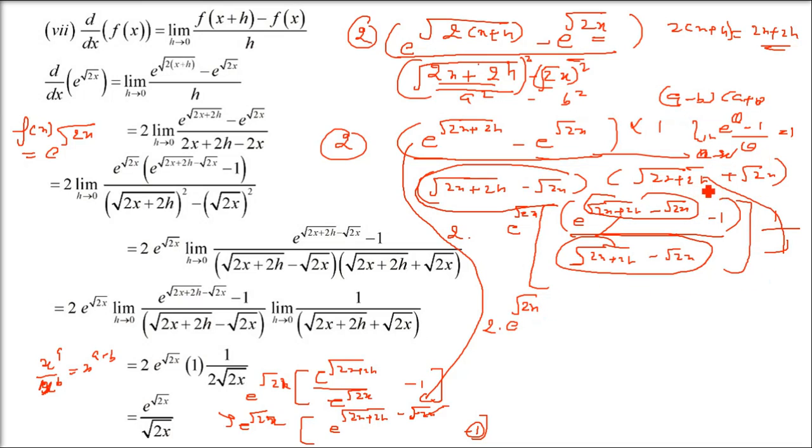And what about this under root? I'll take it later, I told you. Now just apply the limit. h is 0, 2h is 0. Under root 2x and under root 2x will come. That is 2 under root 2x will come. 2 under root 2x, 2 gets cancelled. You have e raised under root 2x divided by under root 2x. This is the final answer.